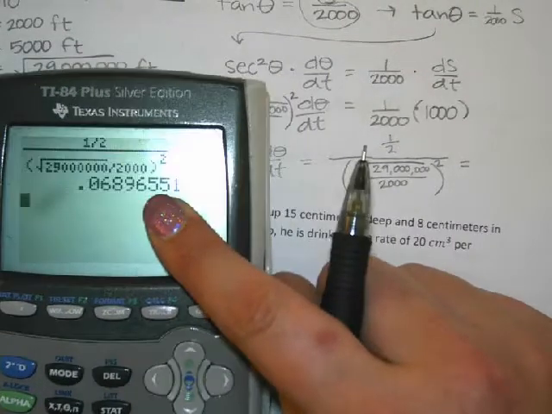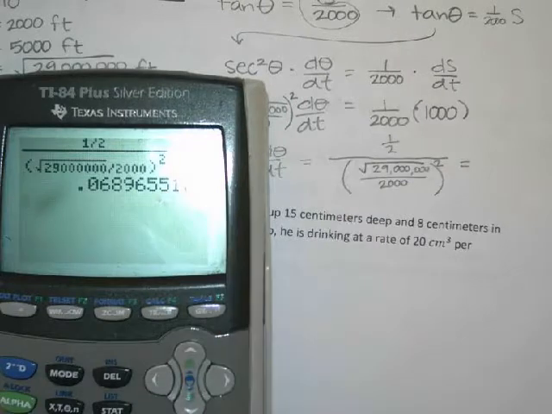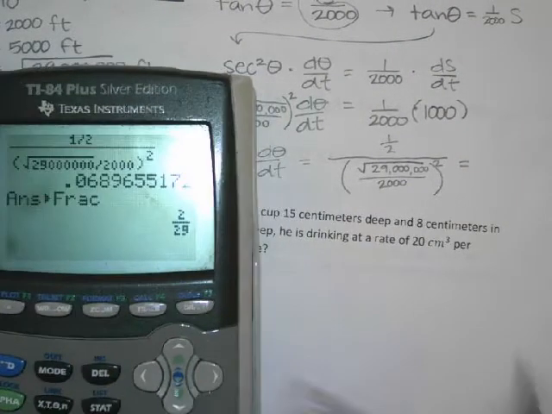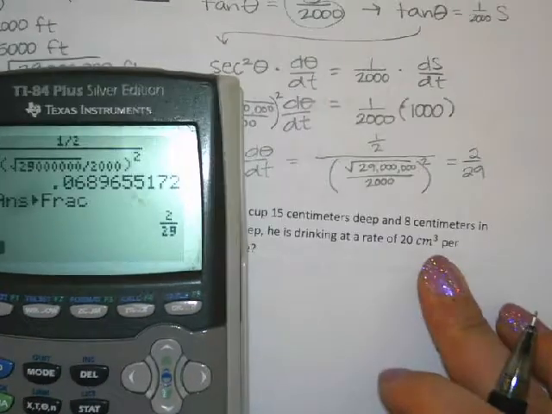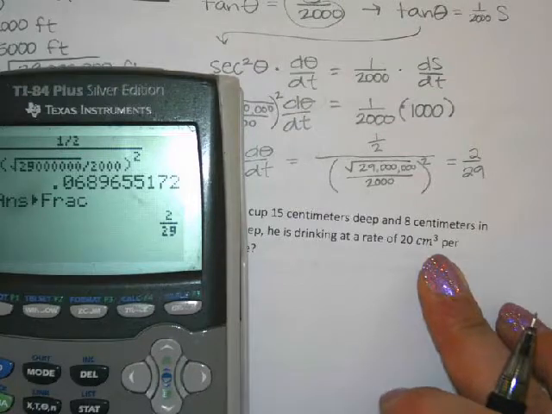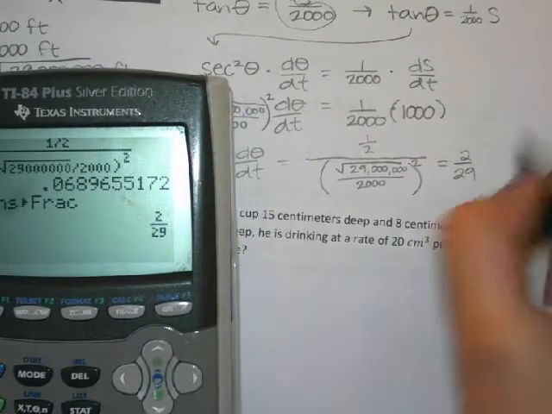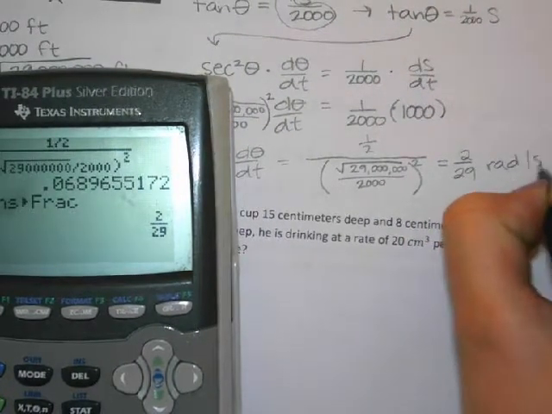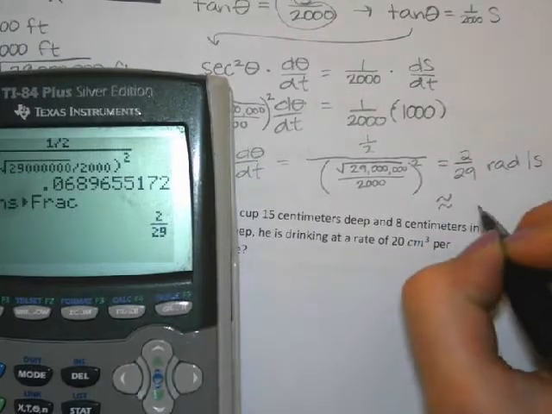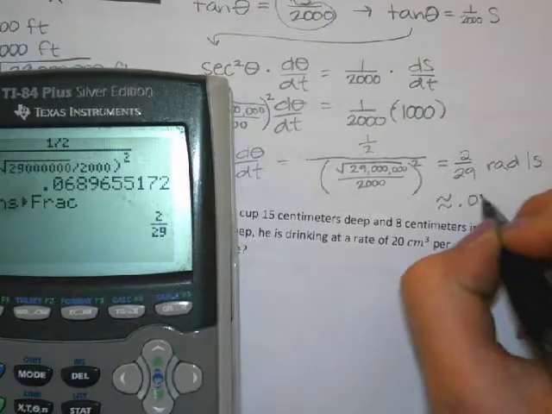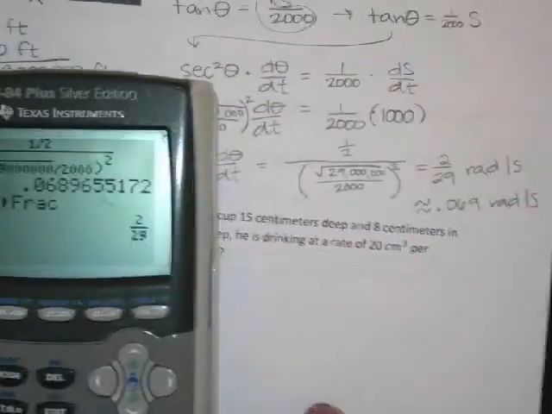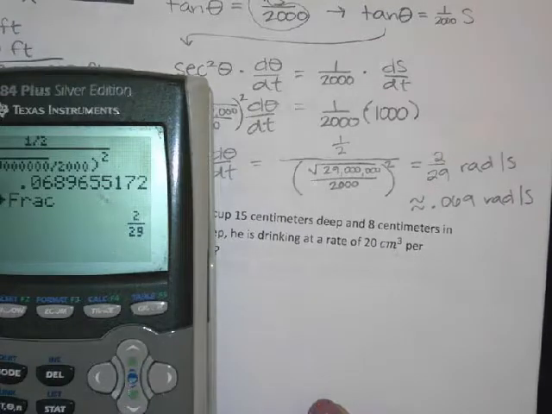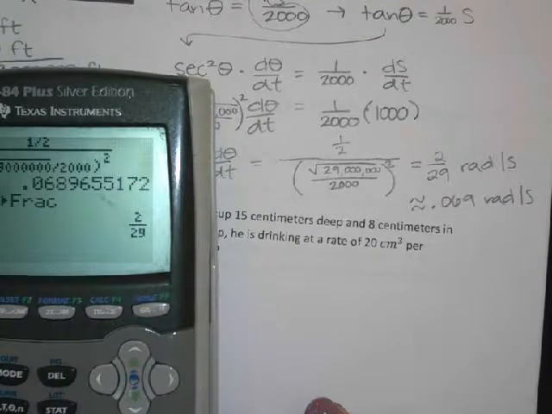And this is my decimal answer. I'm going to just check and see if I can make it a fraction answer, because it could be. So this is 2/29. And what did we say our units would be? Radians per second, because it's a rate of change. Or I can go ahead and write the approximate answer, 0.069 radians per second. Both of those are equally accurate. On the AP exam, they would accept both of those answers as being correct.